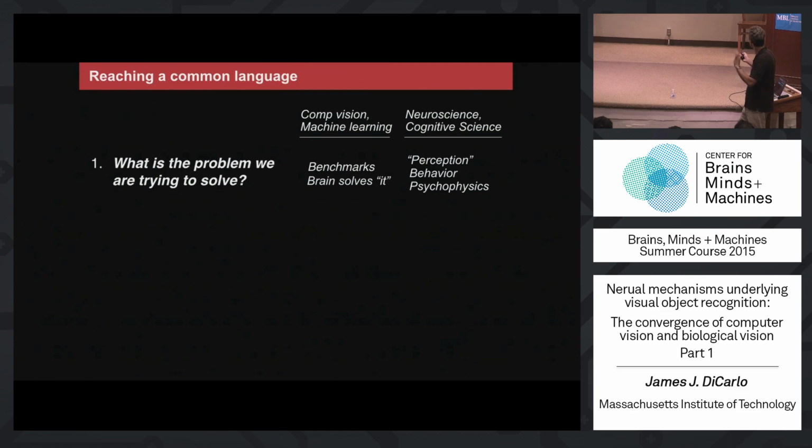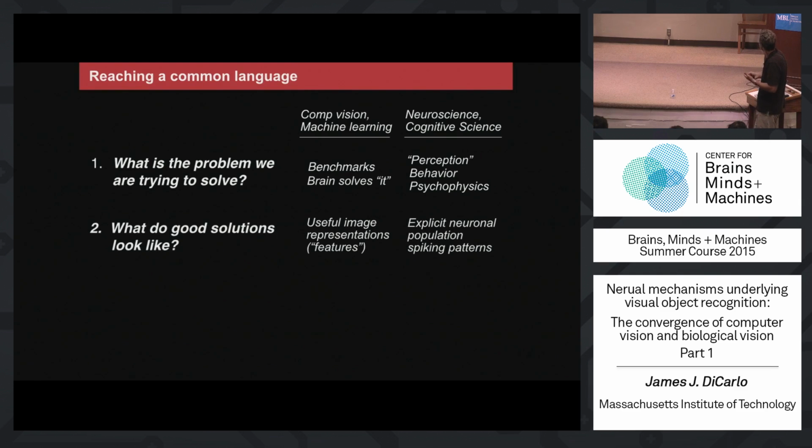Sometimes they'll say, well, the brain solves it. That's not good because they didn't really define the problem. Neuroscientists will say, well, it's something like perception or behavior, or there's some sort of behavior that they imagined, although characterizing that behavior is not usually their primary goal, but I think there's at least some progress in that regard. Now there's, what does a solution look like? So this is really just to talk about language. So useful image representations for machine learning, like what we might call features. But neuroscientists will talk about explicit neuronal spiking populations.